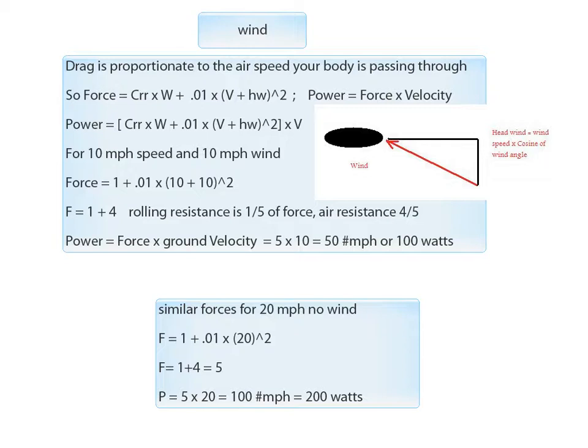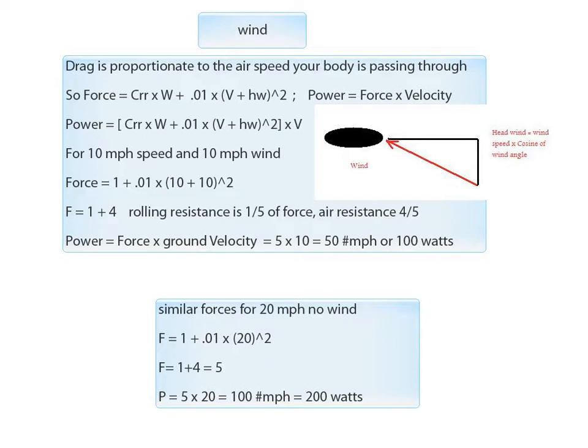If it's 10 miles an hour, that's going to be 8.66 miles per hour wind at your head. And that's what you're going to add to your ground velocity when you do the equation. So let's look at this for a force equation at 10 mile headwind, 10 mile an hour ground speed. We get 1, the rolling resistance, plus the magic number 0.01 times 10 plus 10 squared, or 20 squared is 400, times 0.01 is 4. And so we have 1 pound of force from rolling resistance, 4 pounds from air resistance.